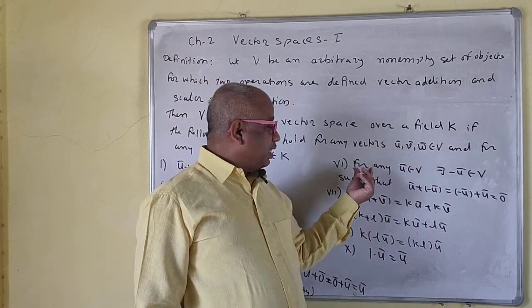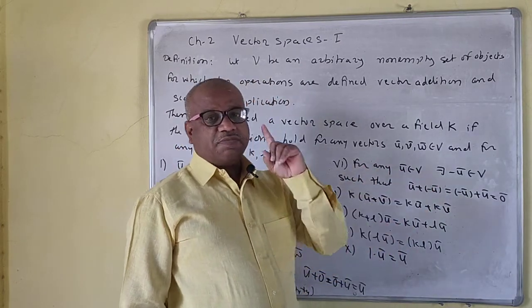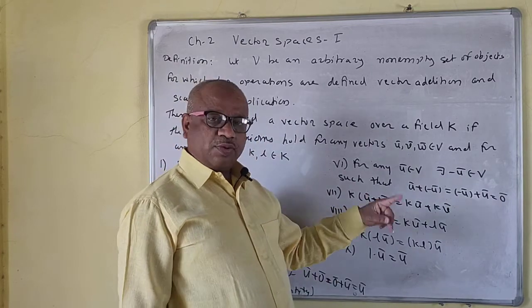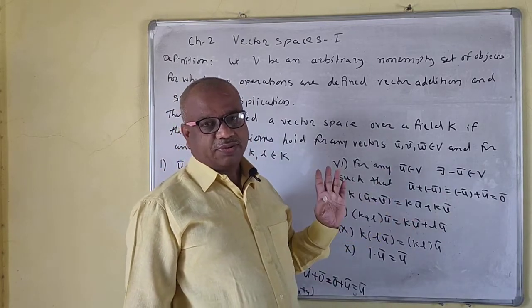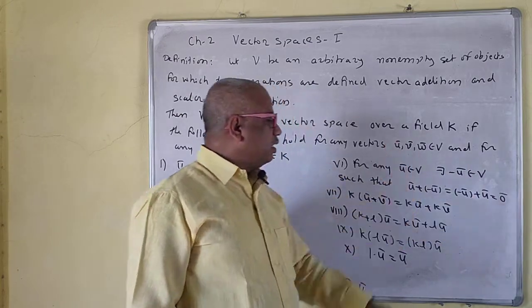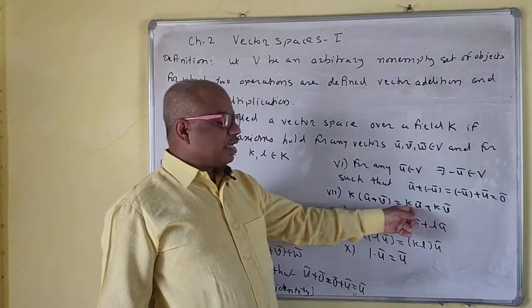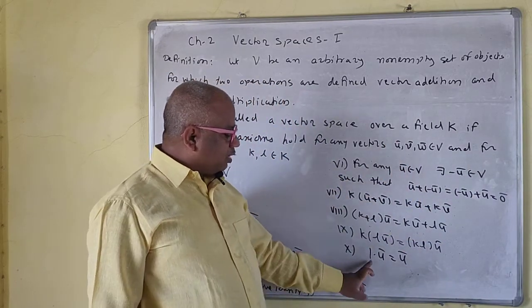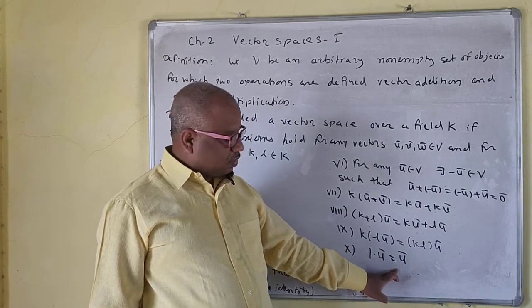Next, the negative vector should exist. That means for any vector u bar belonging to V, there must exist a vector such that if you add it, you get the additive identity. So 0 bar is the additive identity. Then these are the scalar multiplication axioms. Note that 1 into u bar is the same as u bar.